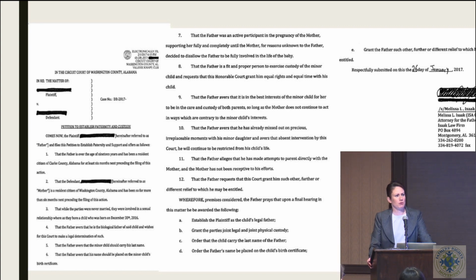The problem is we're dealing with a baby. It's hard to prove alienation with a baby, other than she's withholding time, because babies don't say, "Hey, Dad, I heard you were a real jerk to Mom before I was born, so I'm not going to come see you anymore." We don't have those behaviors yet because we're dealing with a baby. So that's why we said here that it's in the best interest of the child for her to be in the shared care of both parents, so long as the mother doesn't continue to act in ways which are contrary to the minor child's interests, which are keeping Dad away from the child.